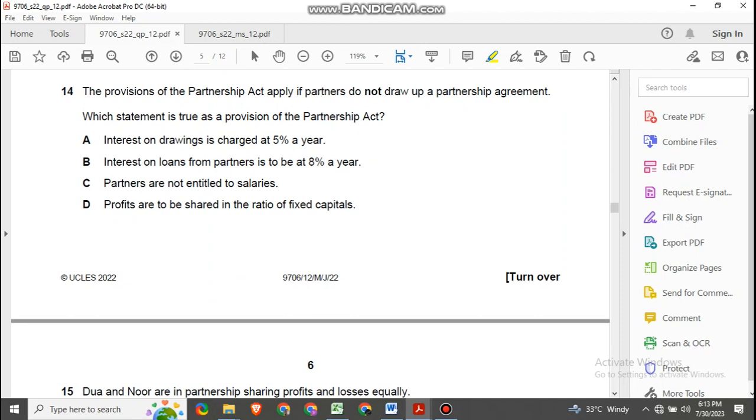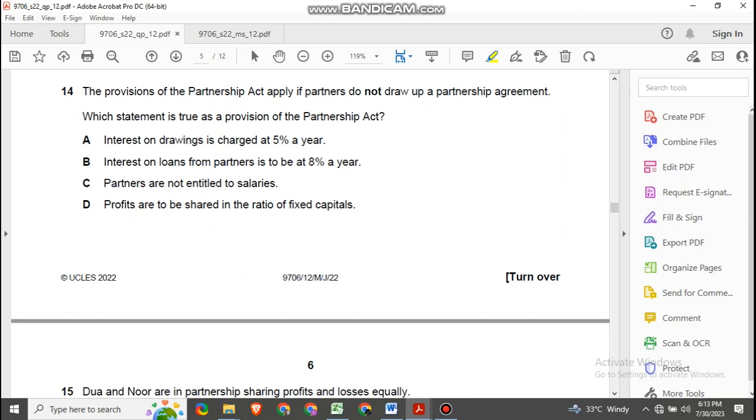Okay, next question is question number 14. The provision for the Partnership Act applied if partners do not draw a partnership agreement. Which statement is true as a provision of the Partnership Act? So as per the Partnership Act 1890, there will be no interest on drawings, no interest on capital. Partner will not be given any salary. Profit and losses are to be shared equally. They should contribute equal amount of capital in the business.